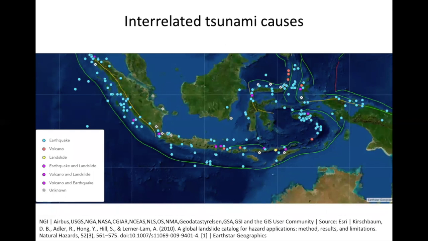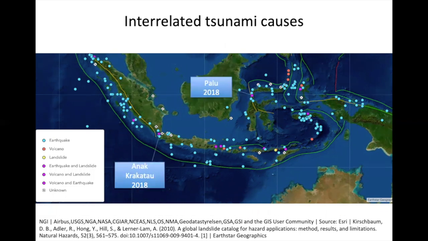Some well-studied events feature interrelated causes, such as the Palu 2018 earthquake and tsunami event and the Anak Krakatau event in 2018. On December 22, 2018, Anak Krakatau erupted and partially collapsed, causing a tsunami that killed more than 420 people.